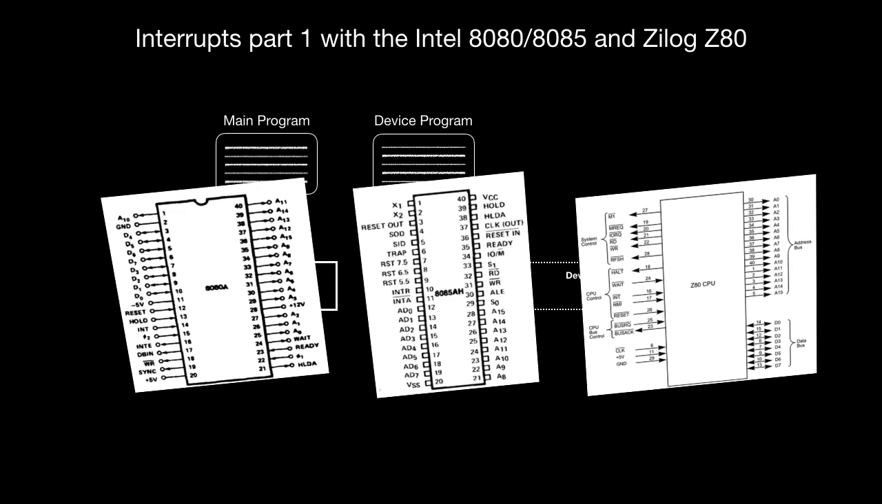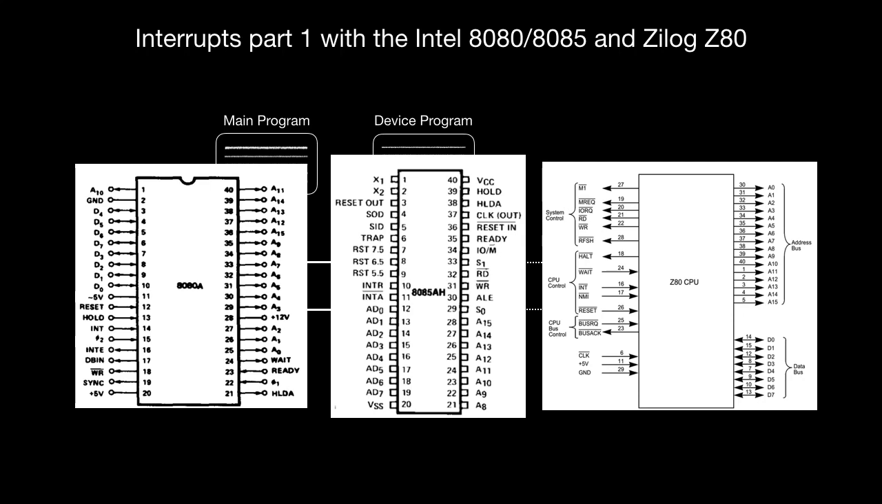Let's have a look. On the left side, for the 8080, the interrupt signal goes to pin 14. For the 8085, it's pin 10, and for the Z80, it's pin 16. On the Z80, the interrupt is triggered when the signal goes from high to low, and for the other CPUs, when it goes from low to high. What do they share? These are maskable interrupts, which means they can be enabled or disabled by software.